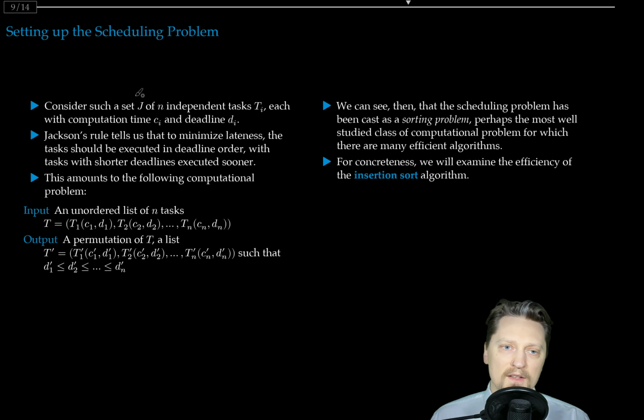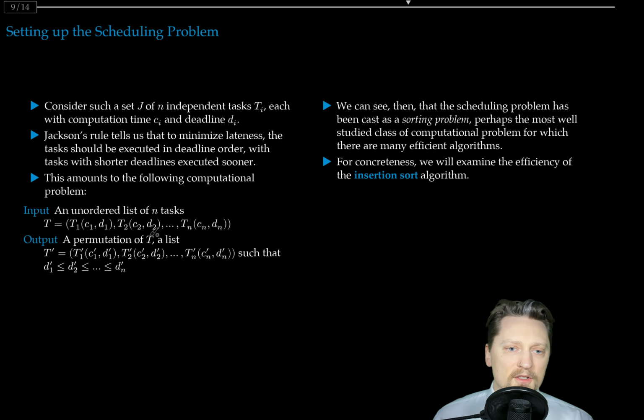Consider such a set J of n independent tasks Ti, each with computation time Ci and deadline Di. Jackson's rule tells us that to minimize lateness, the tasks should be executed in deadline order, with tasks with shorter deadlines executed sooner. This amounts to the following computational problem. Input, an unordered list of n tasks. So T is a list of tasks, T1, T2 to Tn, each task having a computation time and a deadline.